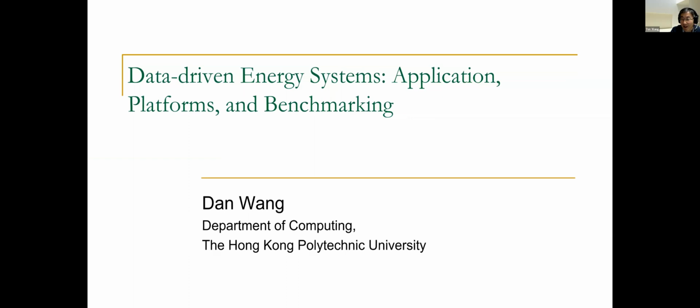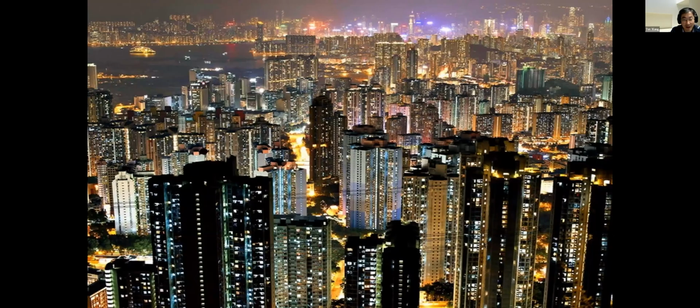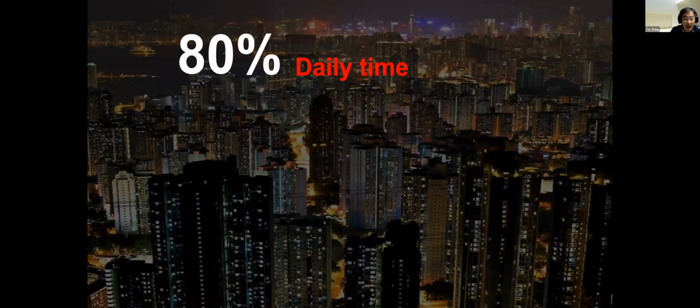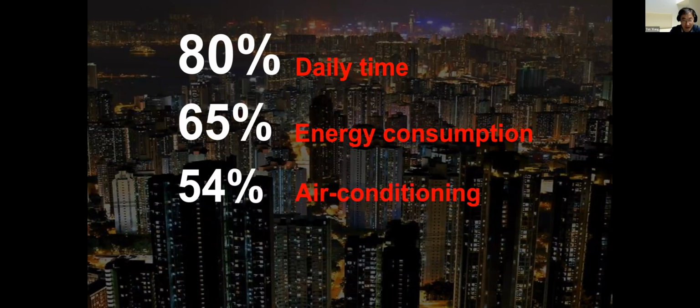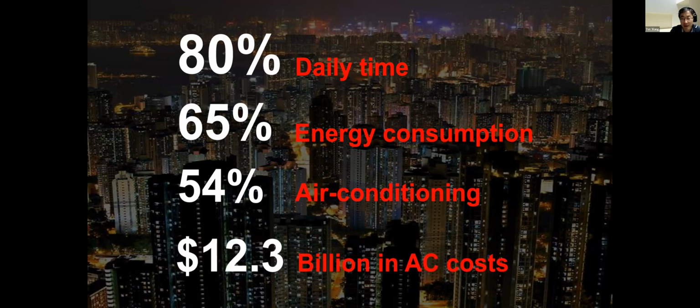We are in Hong Kong, so we have lots and lots of buildings. 80% of time people spend indoors. 65% of energy goes to buildings. Among that, half is air conditioning. And even if you only count the AC cost of commercial buildings, that's $12.3 billion Hong Kong dollars annually.